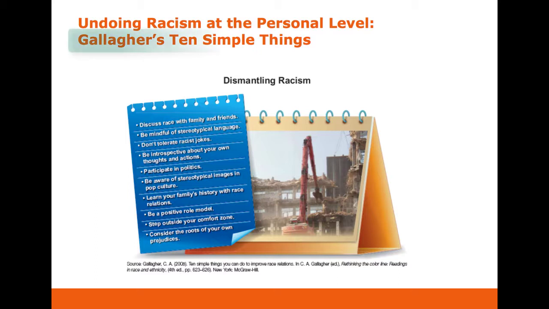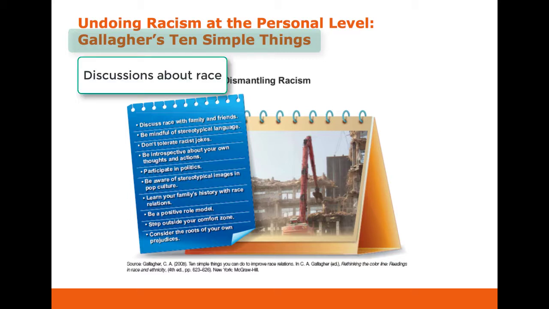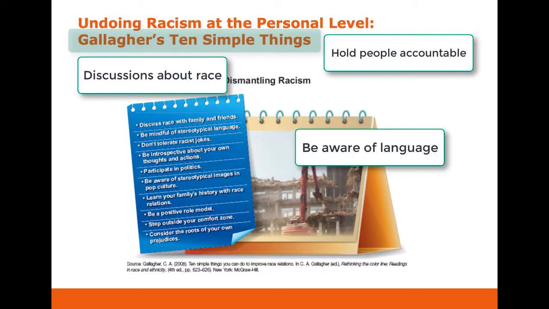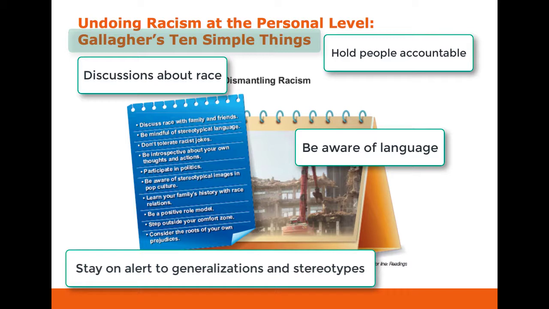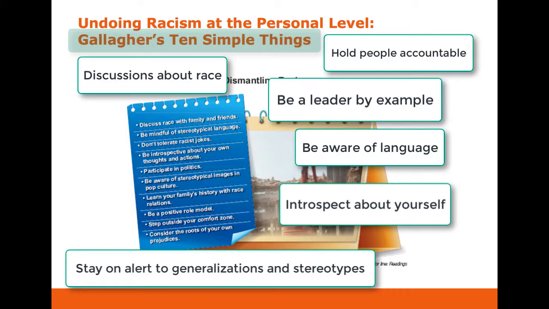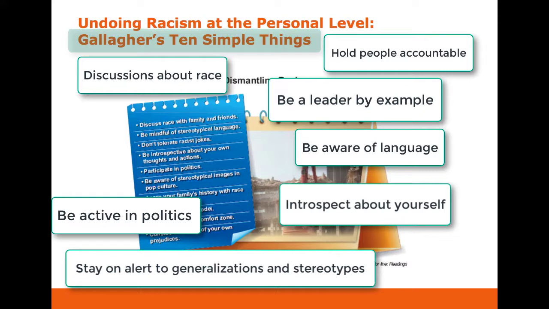Charles Gallagher suggested 10 simple things each one of us can do to help undo racism. Have discussions about race. Hold people accountable for racist comments. Be aware of language that is used and stay on the lookout for generalizations about racial or ethnic groups. Introspect about your own thoughts and language that you use. Be a leader by example in your own community. Be active in politics.